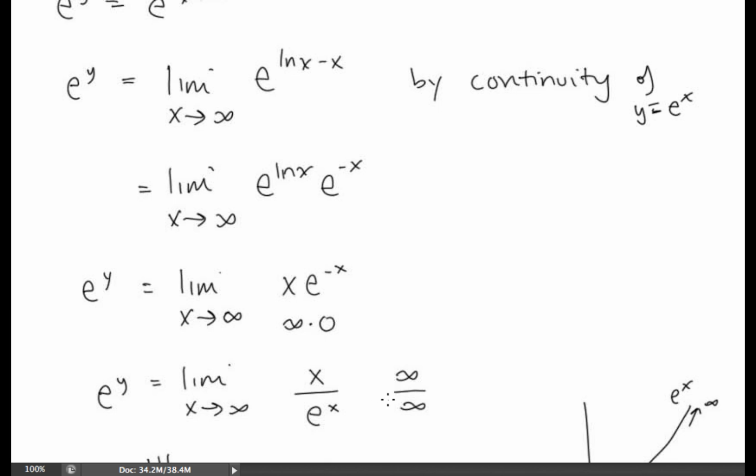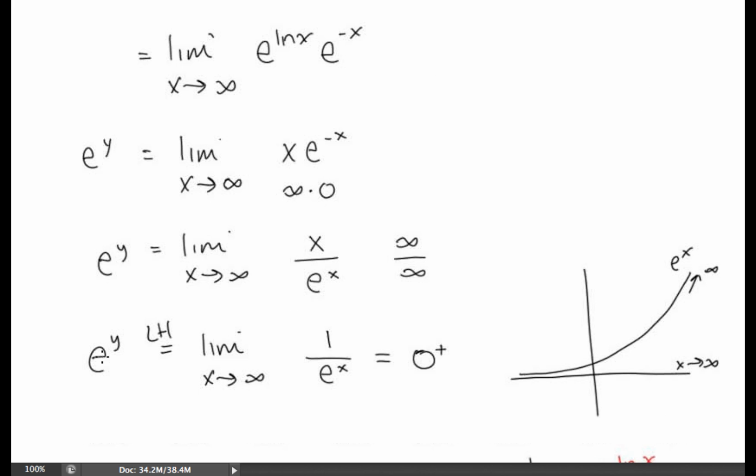Now we have this in the form infinity over infinity, and now we can use L'Hopital's rule. Keep in mind, the left-hand side of this equation is still e to the y. So we have e to the y is equal to, by L'Hopital's rule, limit as x goes to infinity, 1 over e to the x. As x goes to infinity, e to the x goes to infinity, and 1 over infinity goes to 0.